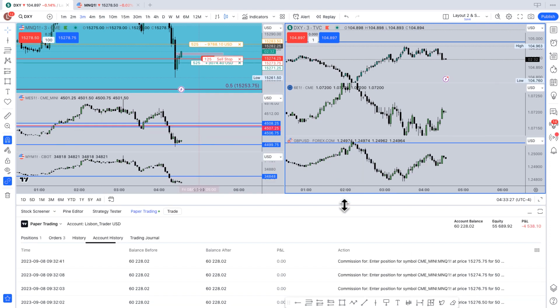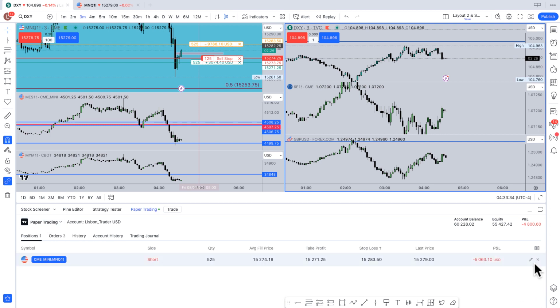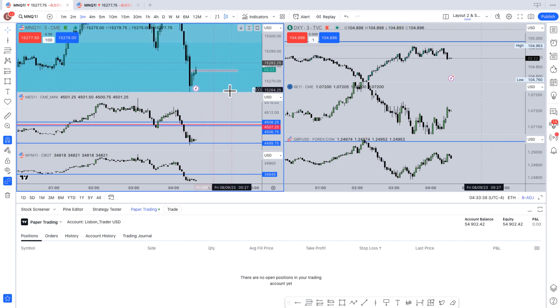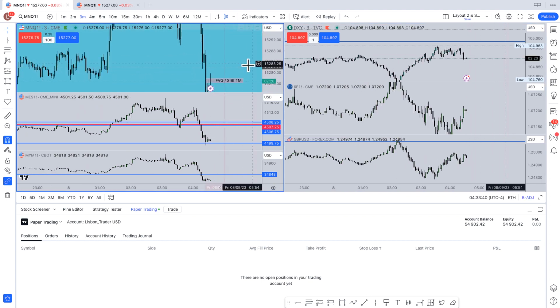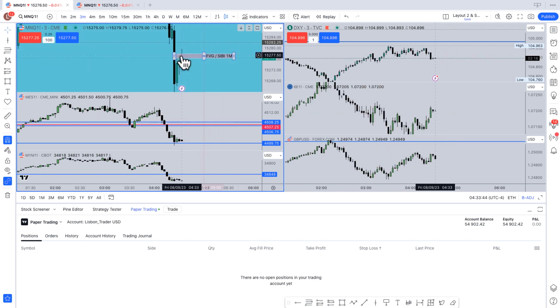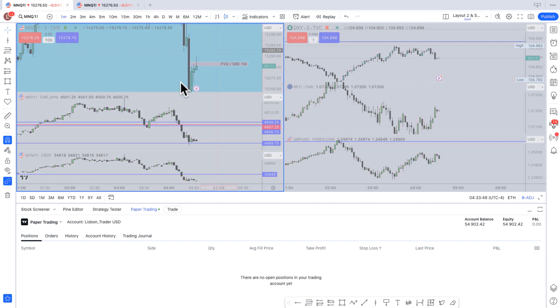I'll bail out. Bailing out. Okay, it's not comfortable. Went over. Could retrace, but it could also. It's not respecting this 1 minute fair value gap.